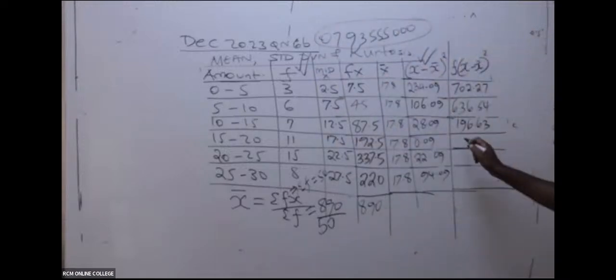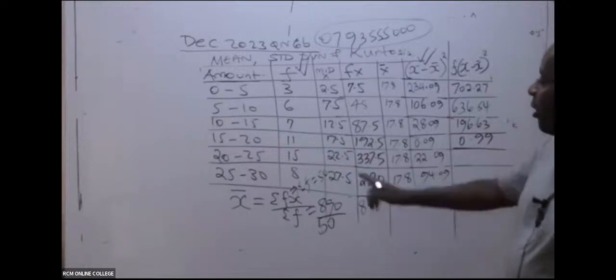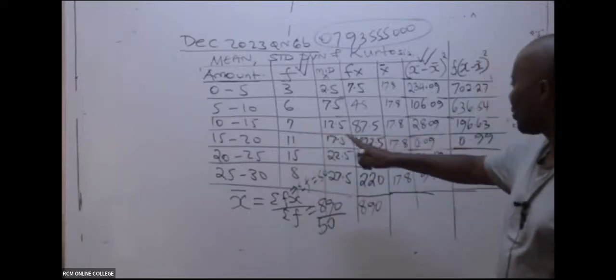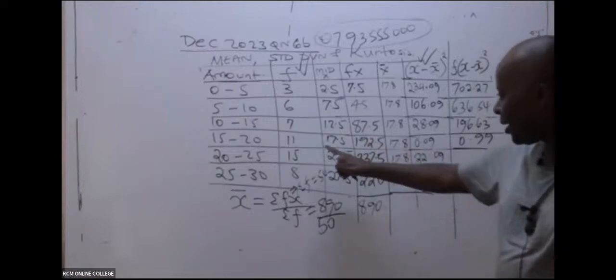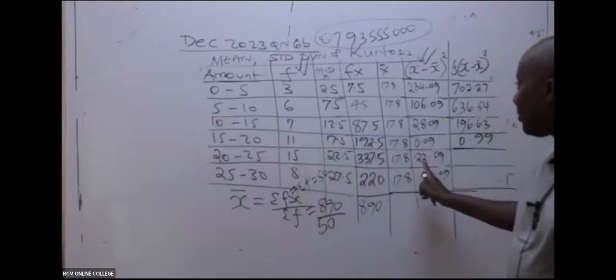I'm being given an answer here, 0.99, after taking, not 7, but we are here, 11 times this. So go to the next one, 15 times this.